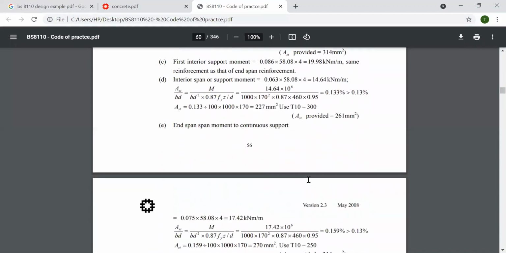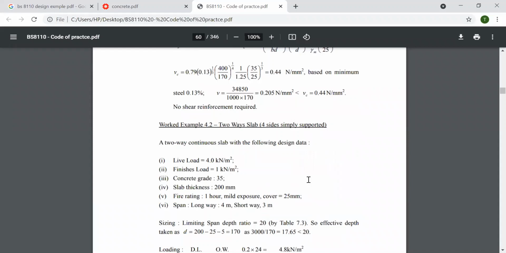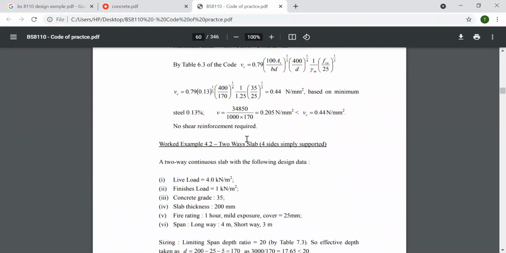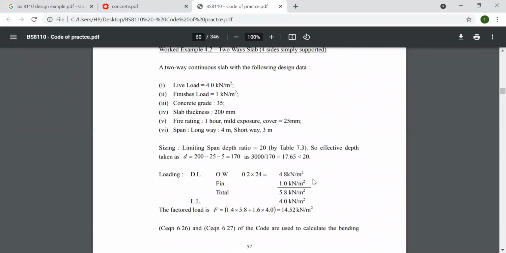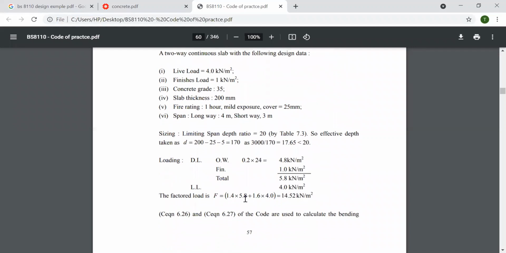So then you can calculate it. If the Ly over Lx is less than two, this is a two-way slab, with 4 sides simply supported, right? So this is how it is calculated.